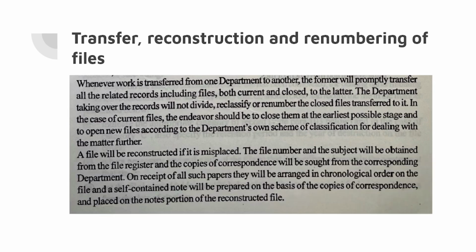A file will be reconstructed if it is misplaced. The file number and the subject will be obtained from the file register, and the copies of correspondence will be sought from the corresponding department. On receipt of all such papers, they will be arranged in chronological order on the file, and a self contained note will be prepared on the basis of the copies of correspondence and placed on the notes portion of the reconstructed file.